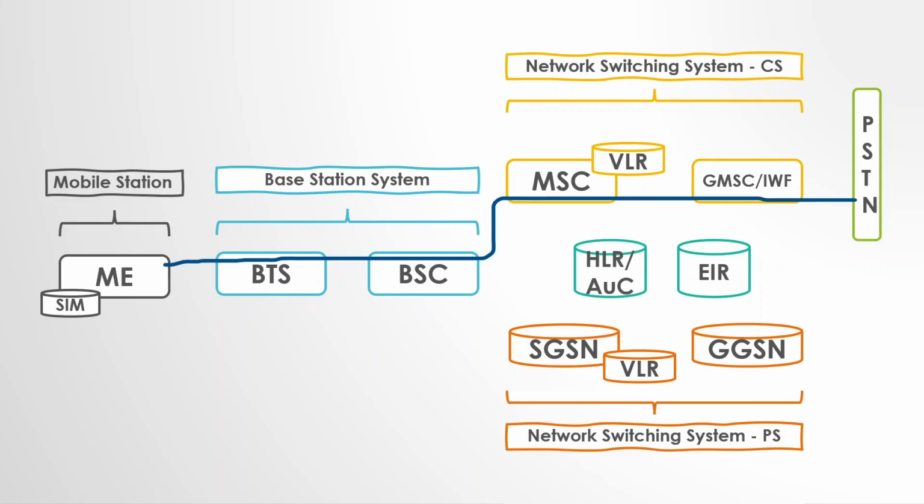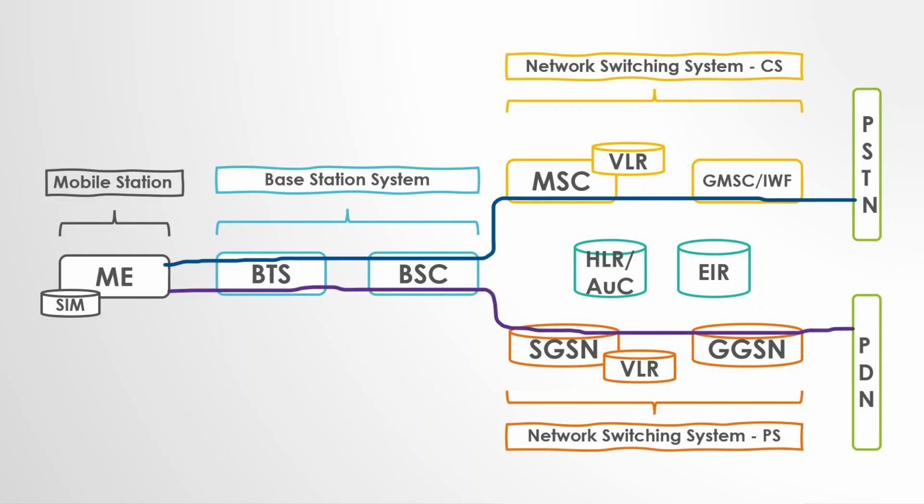When a mobile subscriber initiates a data session, such as browsing the internet, data traffic traverses from the mobile station to the base transceiver system (BTS), base station controller (BSC), serving GPRS support node (SGSN), gateway GPRS support node (GGSN), and then to the public data network (PDN).